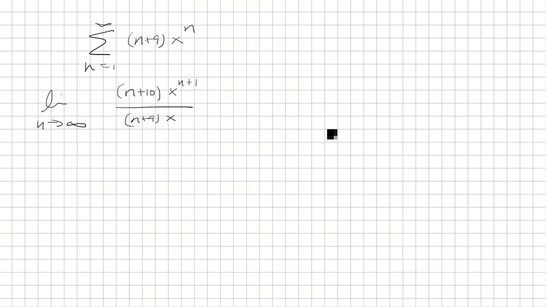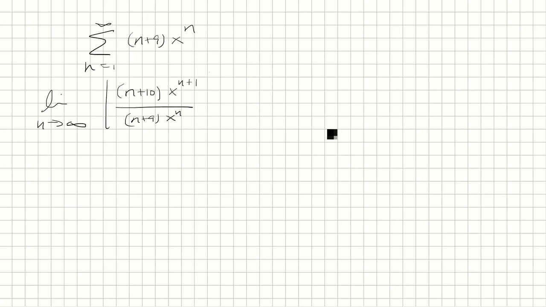Let's find all the values of x such that the given series would converge, sum from n equals 1 to infinity, (n+9) times x to the nth. So let's use the ratio test. Limit as n approaches infinity of the n plus first term. So we're going to plug in n+1 in for n. We have (n+10) times x to the n plus first over (n+9) times x to the nth.